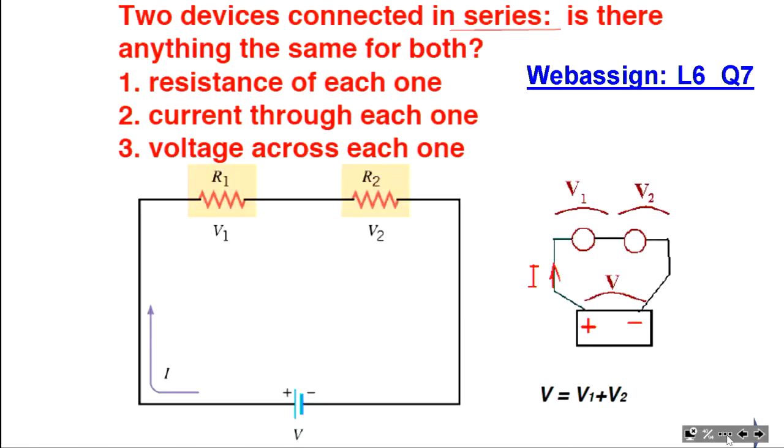So what we have here is 2 passive elements, 2, we can say, resistors, 2 bulbs connected in series. Of course, they also should be connected to a source.